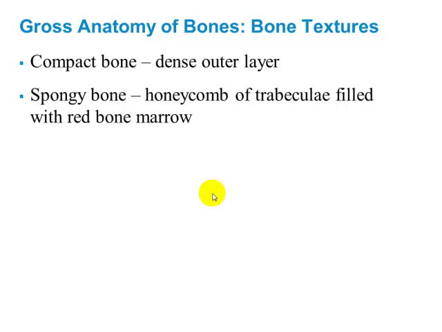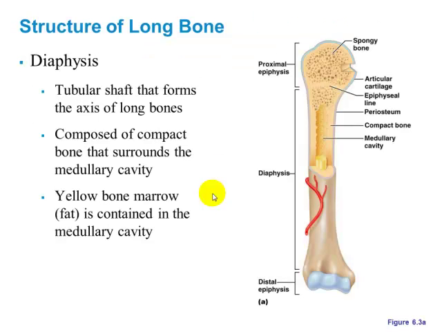Spongy bone, then. Spongy bone is not squishy bone. Right? Spongy bone is bone that has a weaved look. You may also hear that weaved look. We see a honeycomb-like organization where we have spaces. The bony regions, then, are called trabeculae. This is where we will see red bone marrow. So this is where we have red bone marrow. Red bone marrow is that hematopoietic tissue.